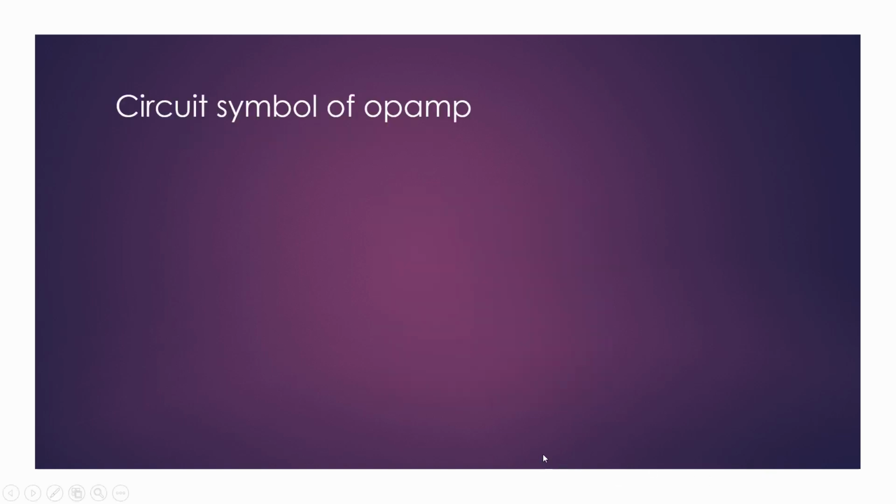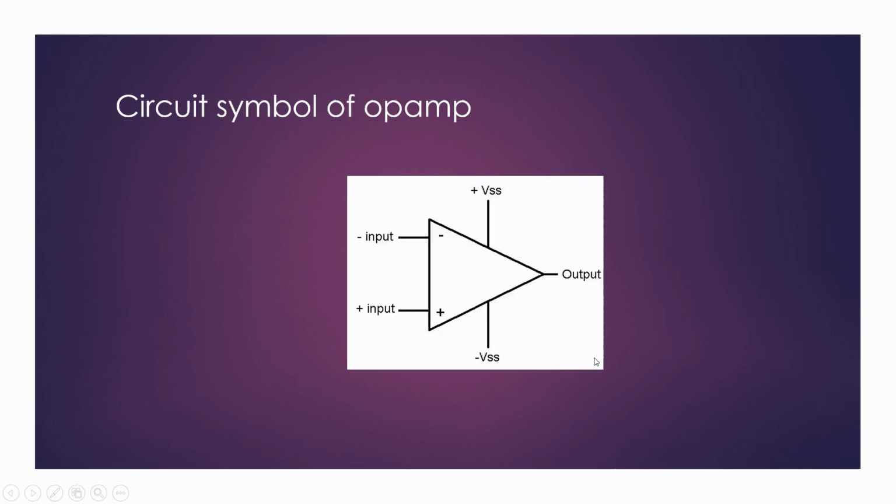What is the circuit symbol of an op-amp? The circuit symbol of an op-amp is shown in the figure. It has two input terminals, the inverting input and the non-inverting input, and it runs on two voltage sources, plus VSS and minus VSS, and it also has an output.